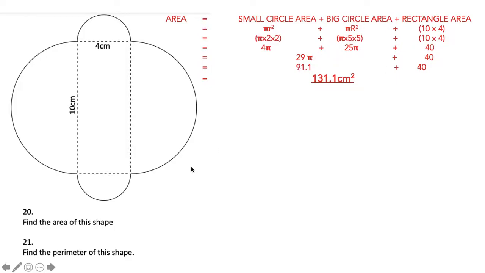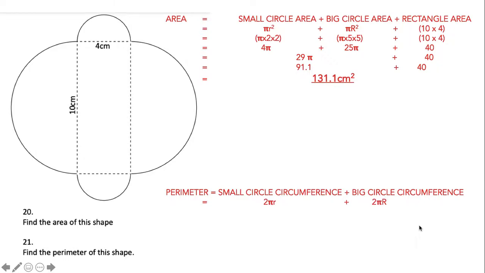Okay, so that's the area. Now the perimeter of the shape. Well, the perimeter of the shape is just the circumference of the two circles, because none of the rectangle is actually around the edge of the shape. So perimeter equals small circle circumference plus big circle circumference. The formula for the circumference of a circle is 2 pi r. And again, I've used a little r for the little circle and a big R for the big circle.